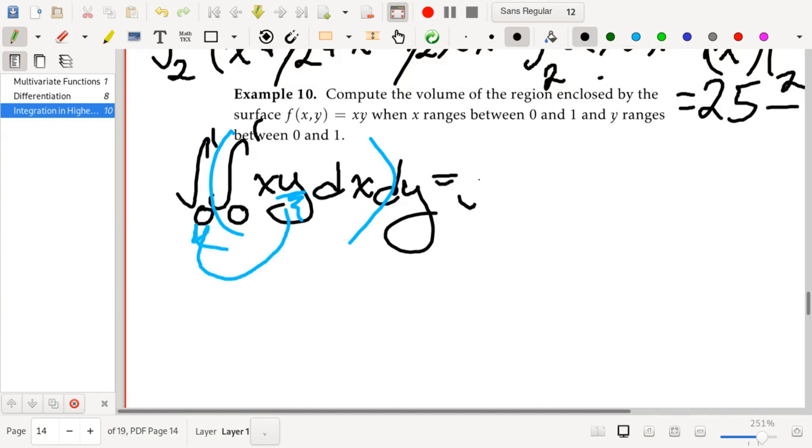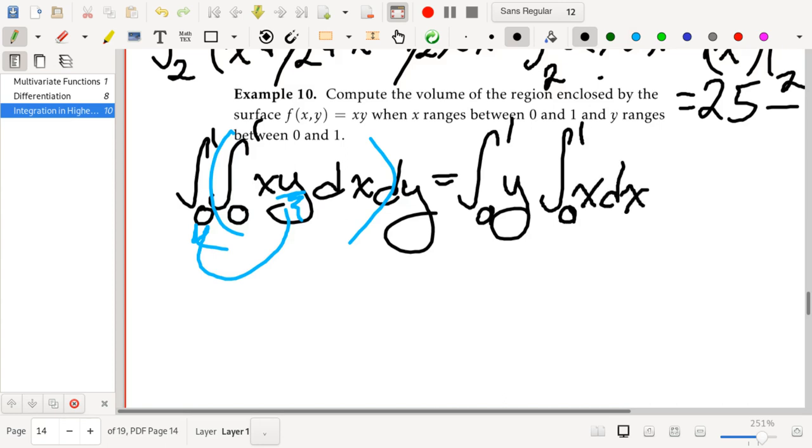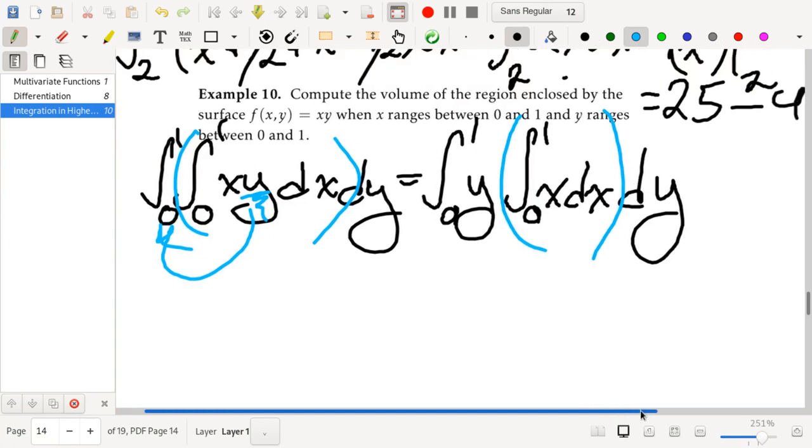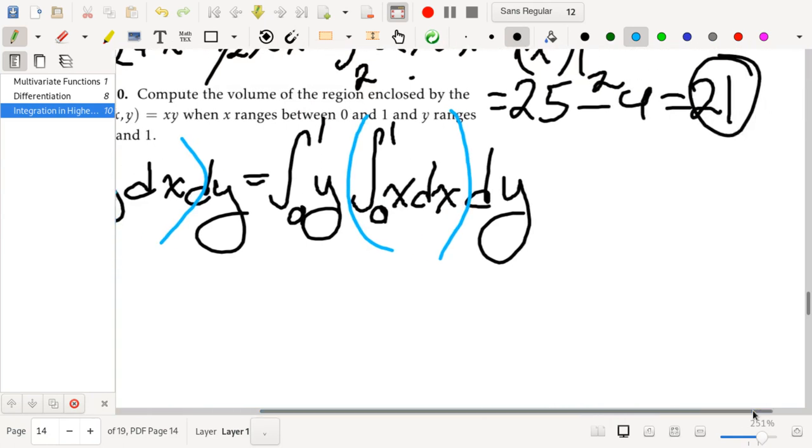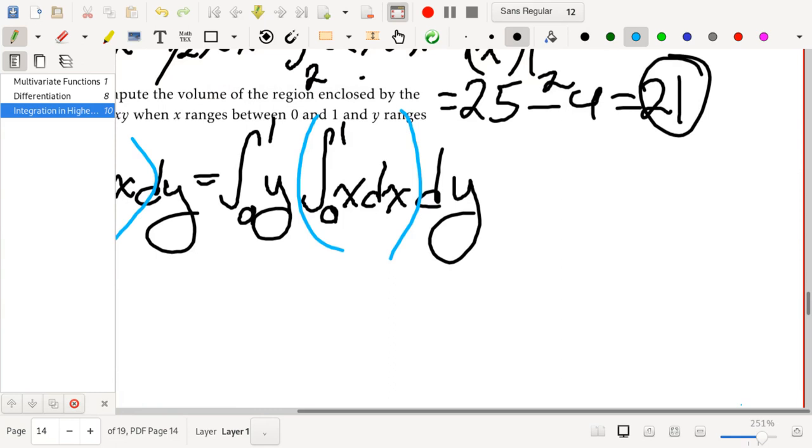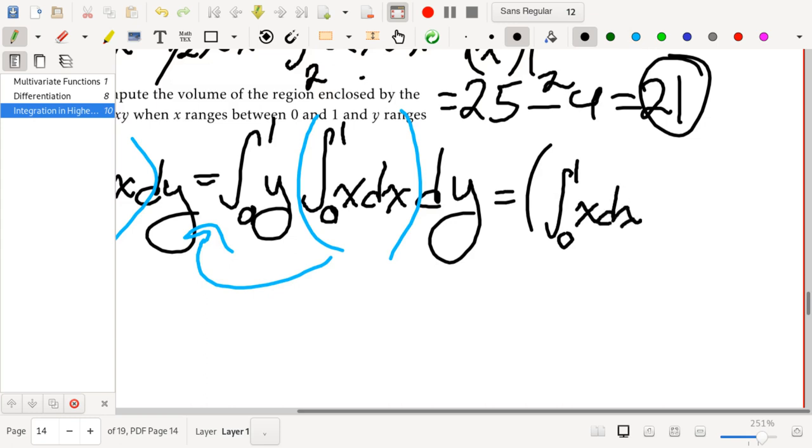So this will be the integral from 0 to 1 of y, and then we have the integral from 0 to 1 of x dx, all dy. This y is a constant, but the inner integral is going to be a number. It doesn't depend on y at all either. So if it doesn't depend on y, I can factor it out. It's just going to be a number in the end. So I'm going to get the integral from 0 to 1 of x dx, times the integral from 0 to 1 of y dy.